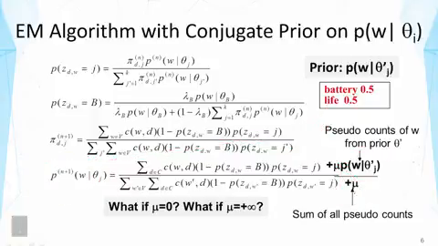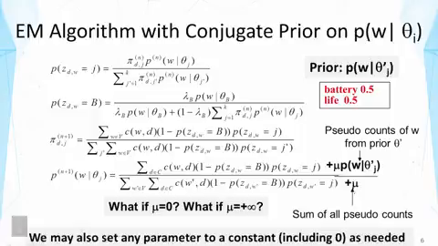So this is one way to impose a prior. We can also impose some other constraints. For example, we can set any parameters to a constant, including 0 as needed. For example, we may want to set one of the pi's to 0. And this would mean we don't allow that topic to participate in generating that document. And this is only reasonable, of course, when we have prior knowledge that strongly suggests this.